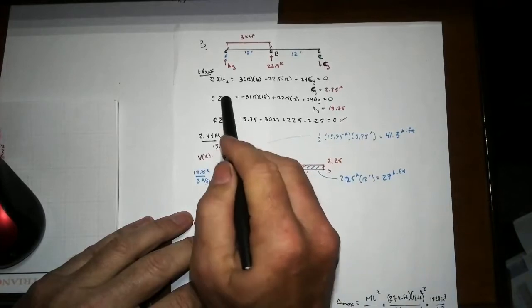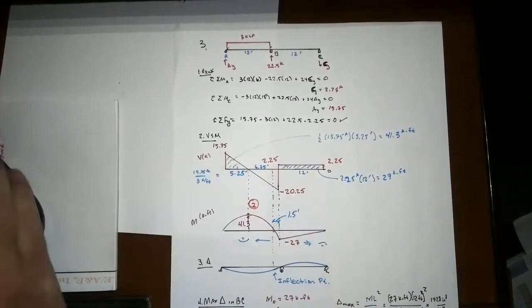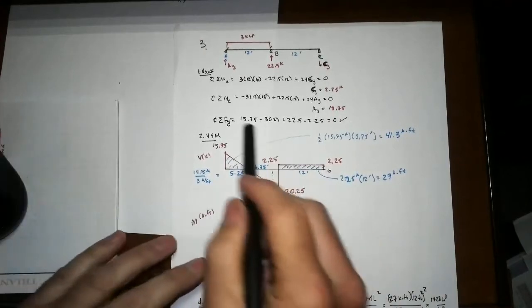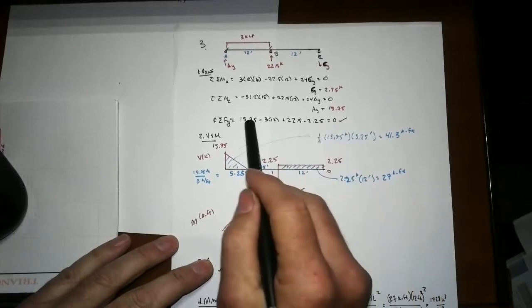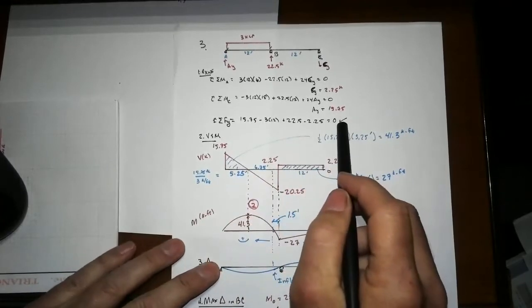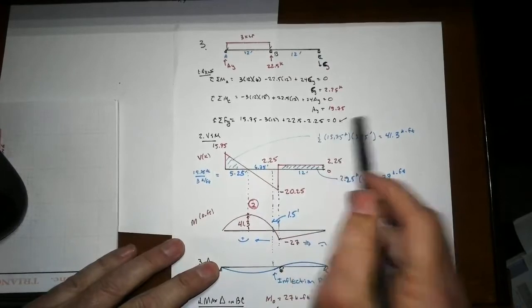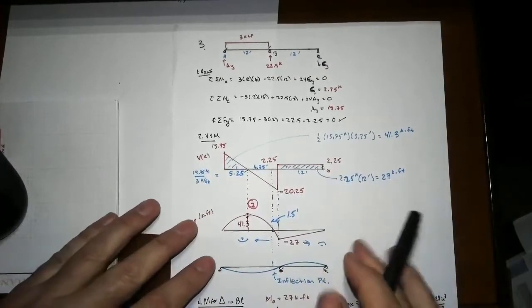So I always use sum of moments to find those two independently, and then I just do the simple check with sum of forces in the y that it should equal 0, and if it does, when I do that equation of equilibrium, then I know I really have gotten that correct, right?